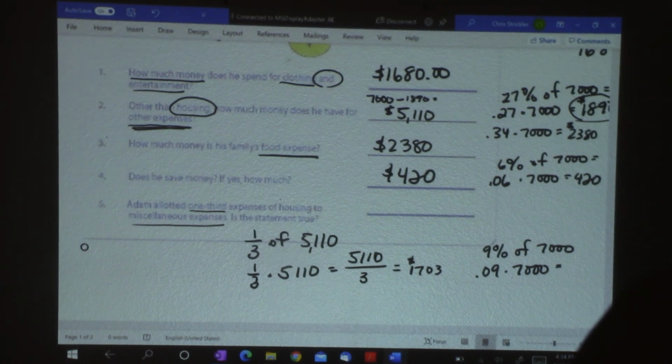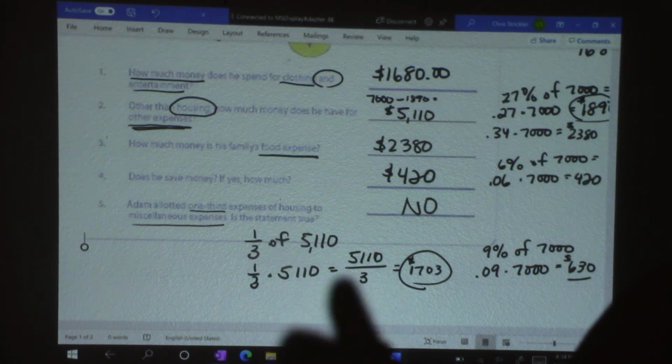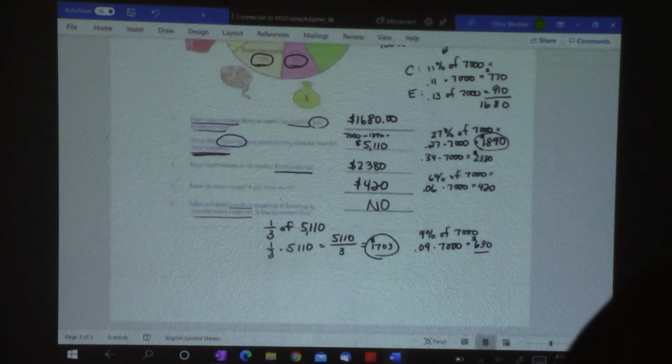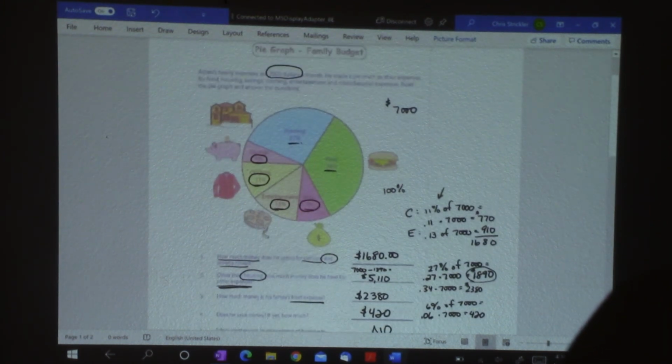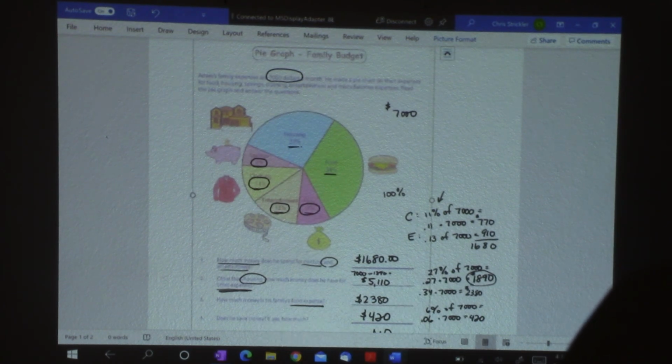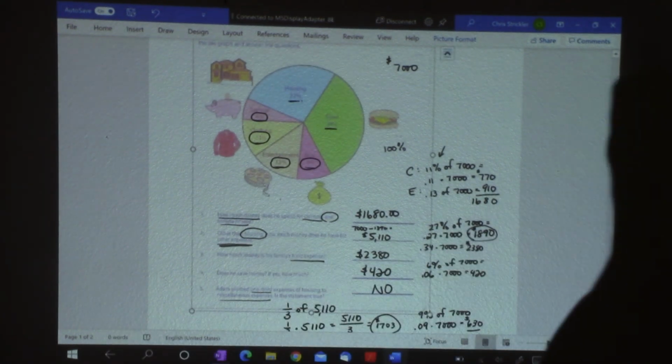.09 times 7,000. This works out to be 630. No, that's not true. Do you see 1/3 of housing is 1,700 and 9% of miscellaneous is actually 630. Okay, so those are the answers for the first worksheet, and that's where we are using percentage in our circle graph to figure out answers to different questions.